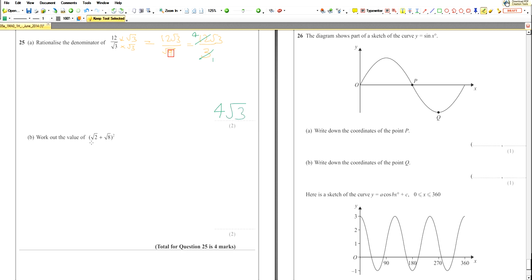Now we look at the value of root 2 plus root 8, squared. What that means is this bracket, you must multiply it by itself. So let's do that then.